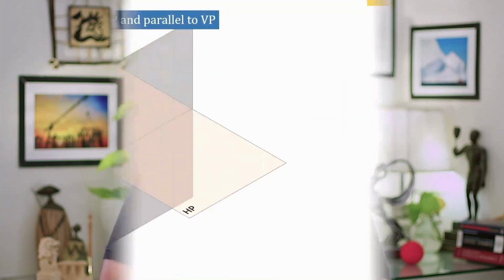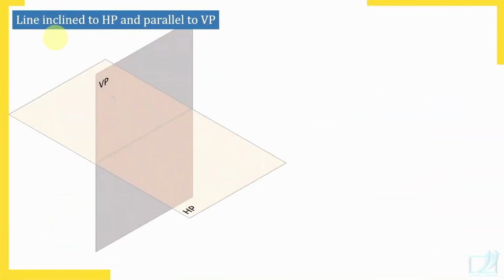Now, line inclined to HP and parallel to VP. I am showing you 3-dimensional diagrams of lines in some situations, and these observations about front view and top view of those lines, we are going to write in words and remember as rules in drawing. Okay, line inclined to HP and parallel to VP.